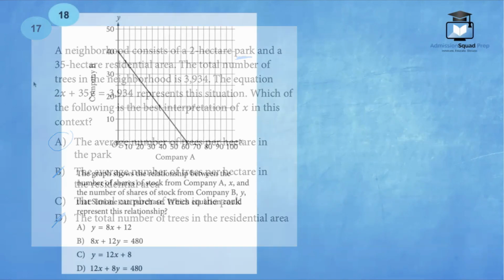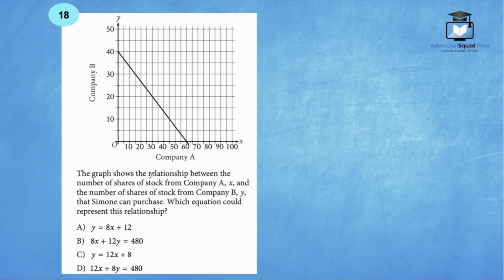Let's continue. Number 18, the graph shows the relationship between the number of shares of stock from company A, X, and the number of shares of stock from company B, Y, that Simone can purchase. Which equation could represent this relationship? For this type of problem, I like to look at some of the key points. So I can see that the y-intercept here is the point 0, 40, and the x-intercept here is the point 60, 0. So when I substitute these points into the equation, it must satisfy the equation.